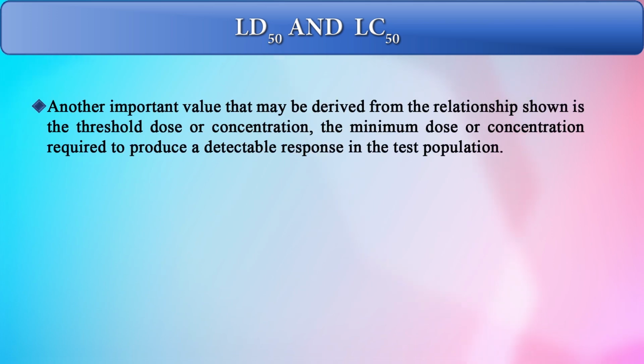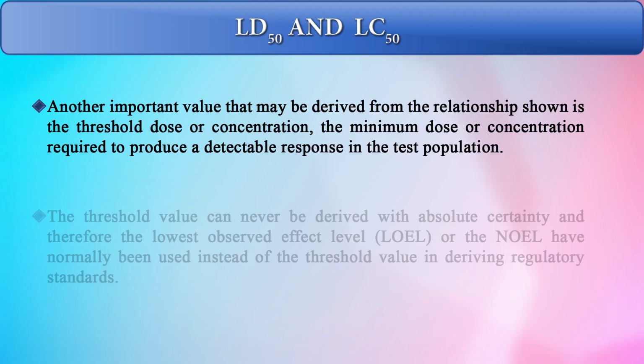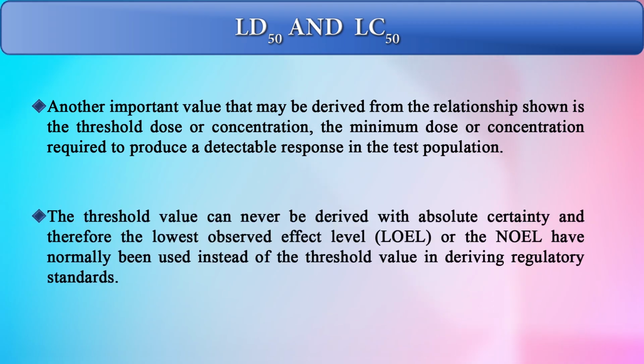Another important value that may be derived from the relationship is the threshold dose or concentration, the minimum dose or concentration required to produce a detectable response in the test population. The threshold value can never be derived with absolute certainty, and therefore the lowest observed effect level, known as LOEL, or the NOEL, have normally been used instead of the threshold value in deriving regulatory standards.